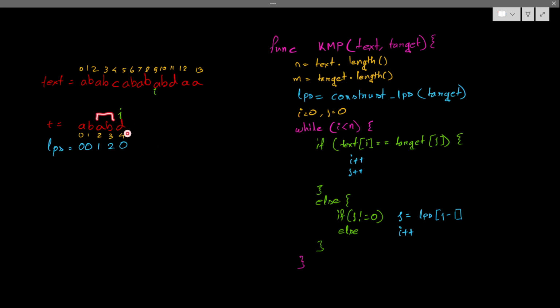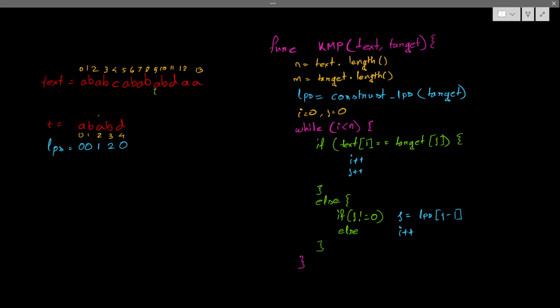Yes, AB is the previous. I will check the previous index, like the current J's previous index. Is there any prefix or suffix same or not? If it is same, yes, it is present, then I will move my pointer J to that index.